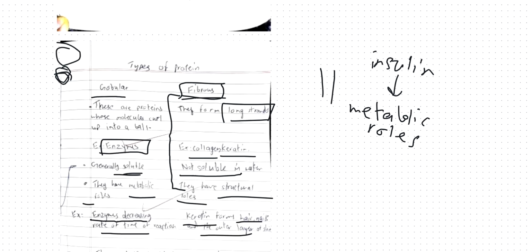But I think insulin is globular. I'm not sure, you can check it out. But insulin has a metabolic role, so I'm assuming it's globular. I'm not sure though, I can be wrong. Someone is saying it is a globular protein.